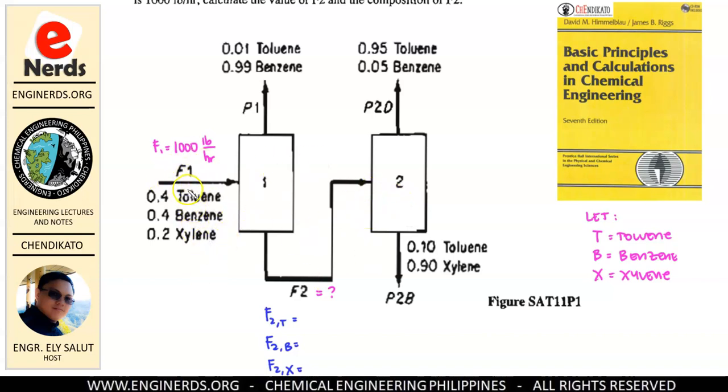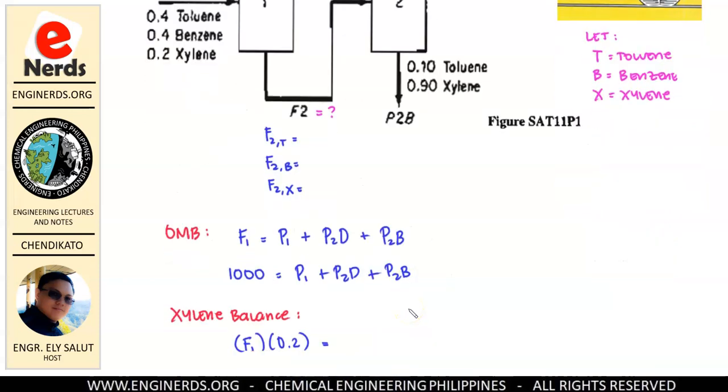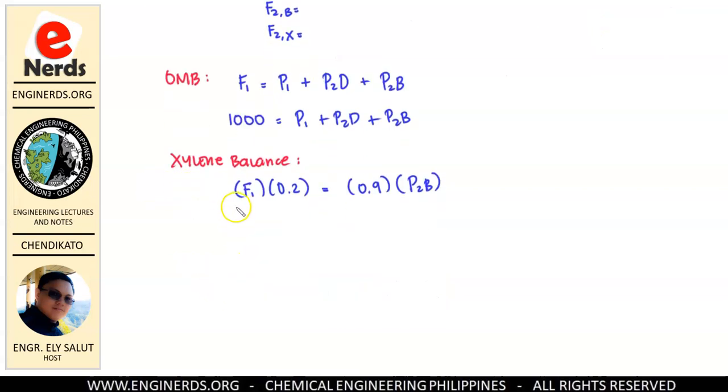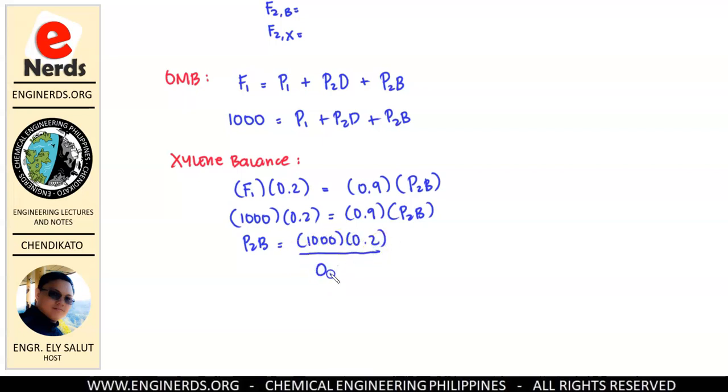So, dito pumapasok yung xylene sa F1. Dito lumalabas sa P2B, so we have 0.9 of xylene. Okay? So, 0.9 of our P2B. And we know the value of F1, which is 1,000, right? So, we have 1,000 times 0.2 is equal to 0.9 times P2B. Therefore, our P2B is equal to 1,000 times 0.2 divided by 0.9.